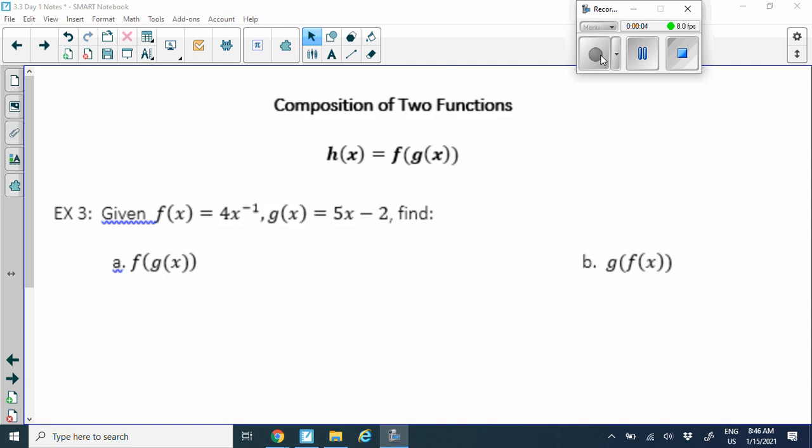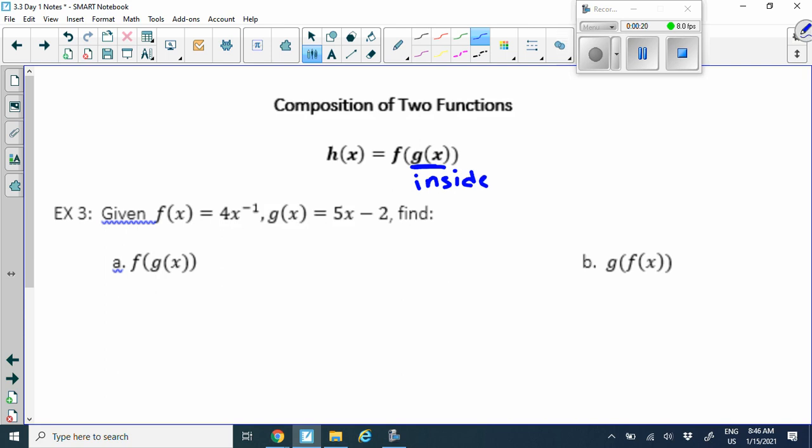We're going to talk about composition of two functions. So what does composition mean? That means that we are going to take one function and plug it into another function, okay? So notice the notation. We have what is called the inside function, our g of x, and then our outside function. Now these can change all the time. You could have f of g of x, you can have g of f of x, and we can switch it a lot.